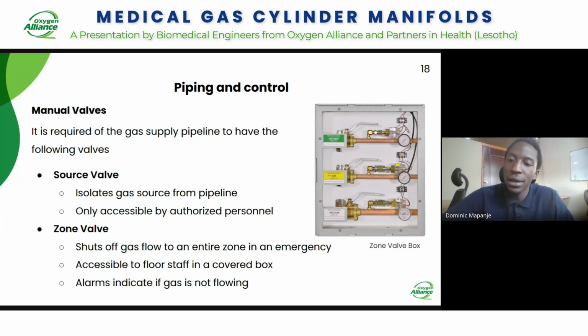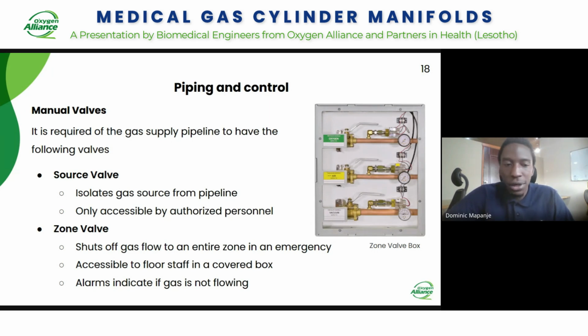For the source valve, this will be located at the manifold. This will be used to isolate the manifold from the rest of the pipeline. So this will only be accessible by authorized personnel. We have said that it is located at or near the manifold, so we don't want anybody to just go there and close it and stop the flow of gas to your pipeline.